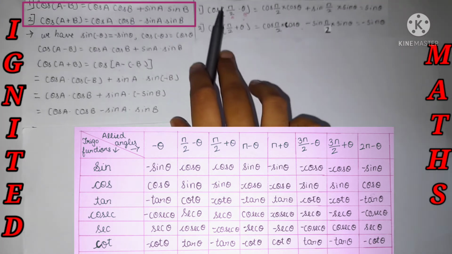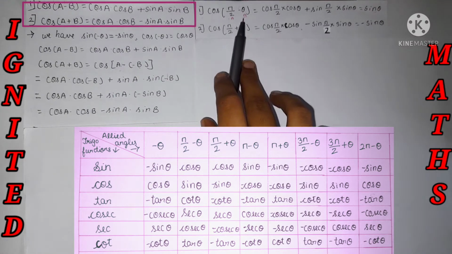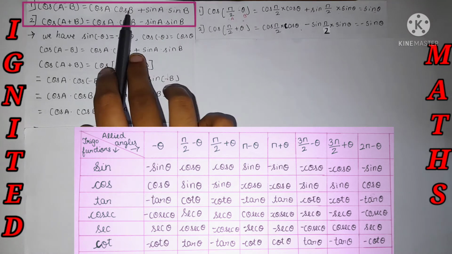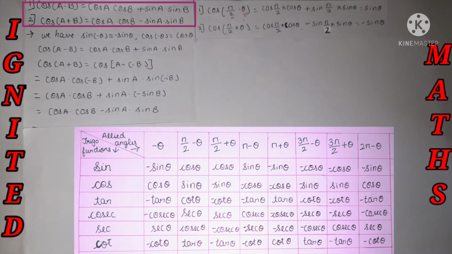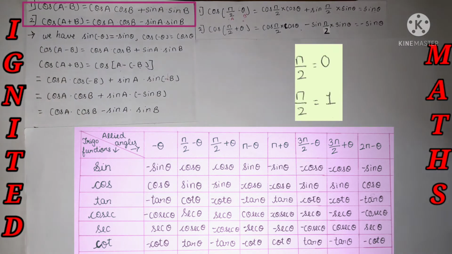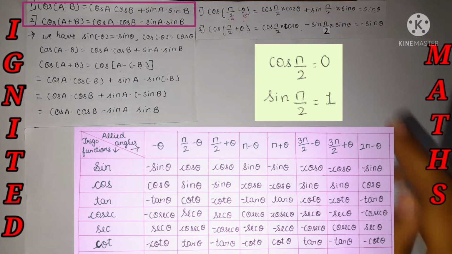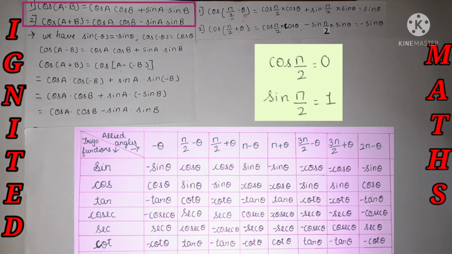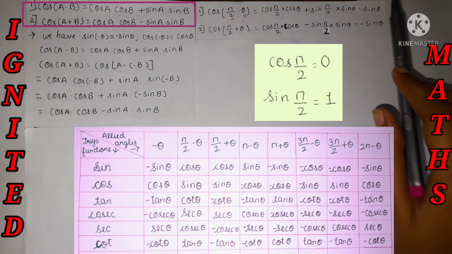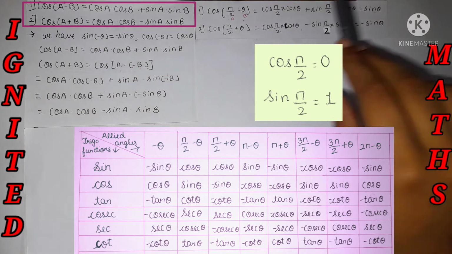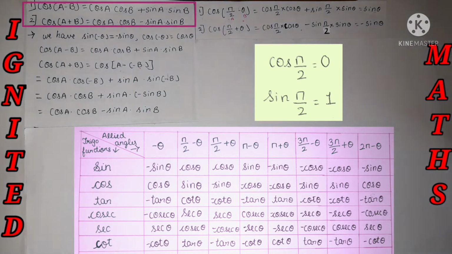Just apply it. It's nothing but cos pi by 2 into cos theta, plus sin pi by 2 into sin theta. But we know that cos pi by 2 is equal to 0 and sin pi by 2 is equal to 1. Yes, 0 into cos theta is nothing but 0 and 1 into sin theta is nothing but sin theta. So cos of pi by 2 minus theta is equal to sin theta. It's nothing but proof of the trigonometric functions of the allied angles, complementary angles.